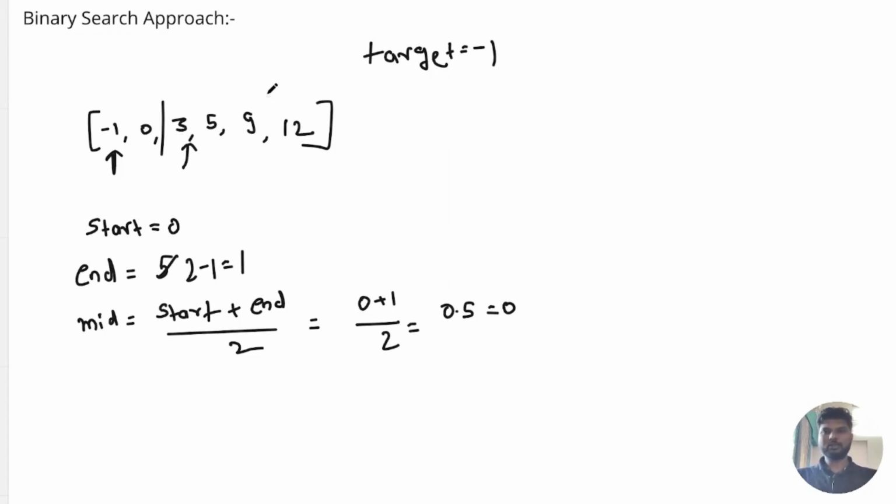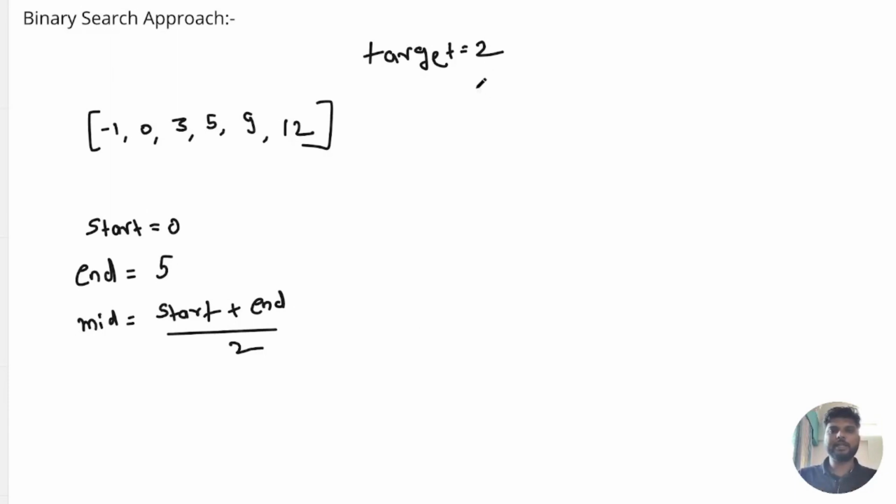So now let's look at what happens when the element doesn't exist in the array. So now our target is an element which doesn't exist in this array, which is 2. Now start is equal to 0, end is equal to 5. We will calculate mid, which is 0 plus 5 divided by 2, which is equal to 2. Then we will check the element at mid. Is it matching with target? No, it's not matching. Is it greater than the target? Yes, 3 is greater than 2, right?